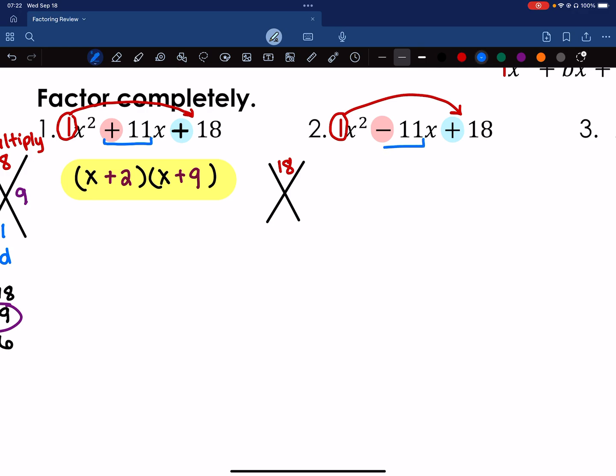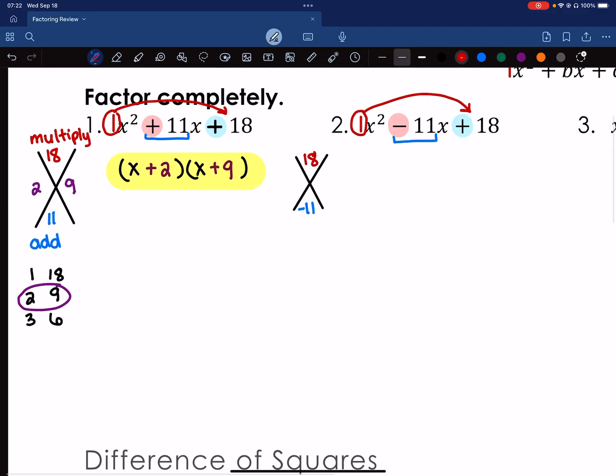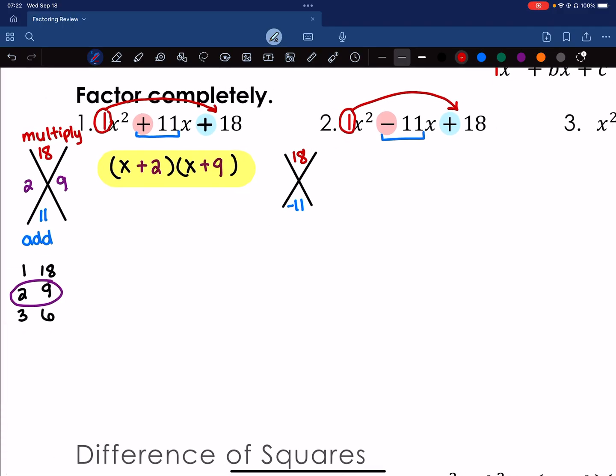Then we have this time a negative 11. So we still want to multiply to get 18, but now we want to add to get a negative 11. If I'm multiplying to get a positive number, and I'm adding to get a negative number, that means both of my signs are going to be negative. So we have the same combination, it's just now instead of a positive 2 and a positive 9, it's a negative 2 and a negative 9.